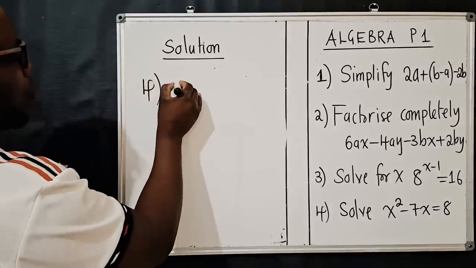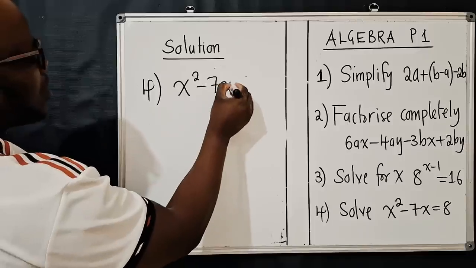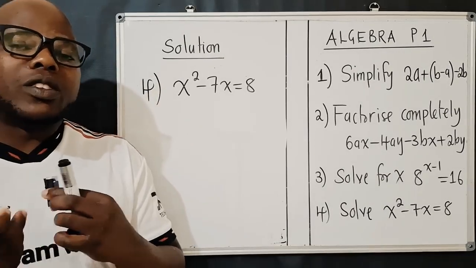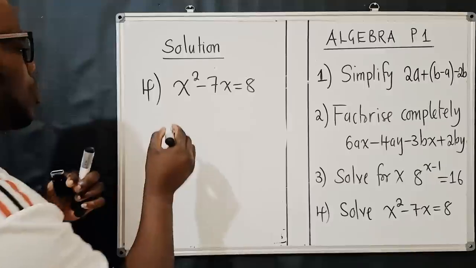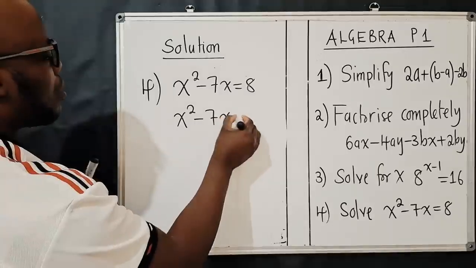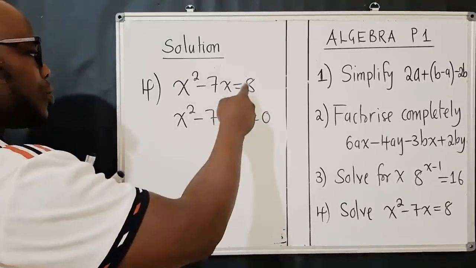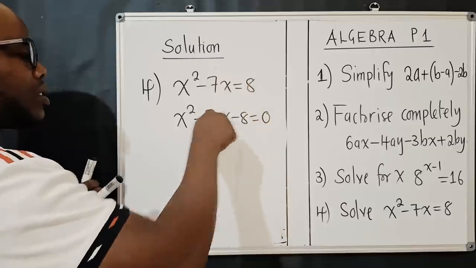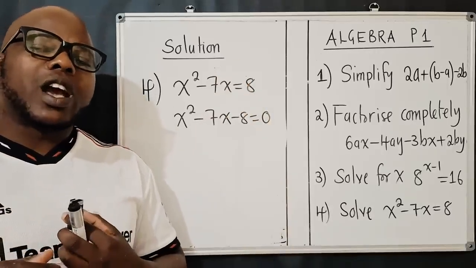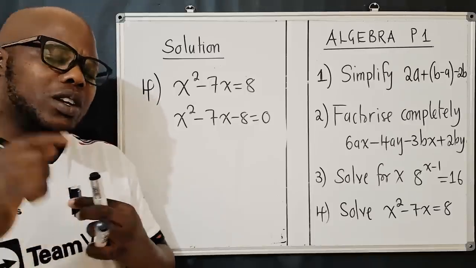Okay, so for number 4, we've been given x power 2 minus 7x is equal to 8. Without wasting our time, this is a quadratic equation. So we're going to say x power 2 minus 7x minus 8 is equal to 0, okay? So this 8 will come this side. It's now negative or minus 8. And the idea here, we want to have a 0 on one side of the equation.